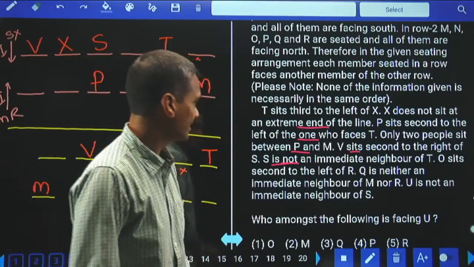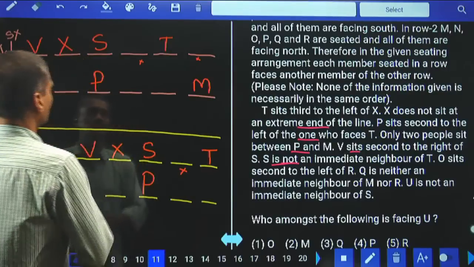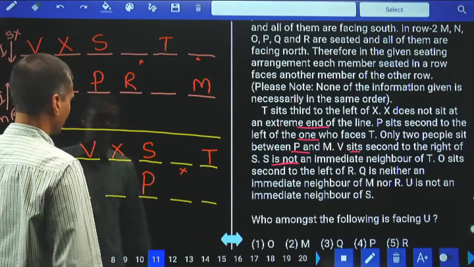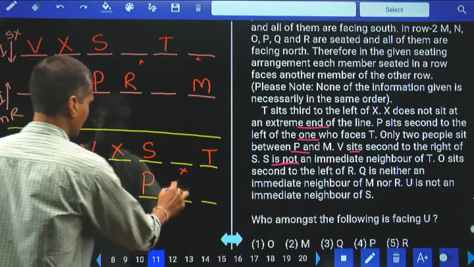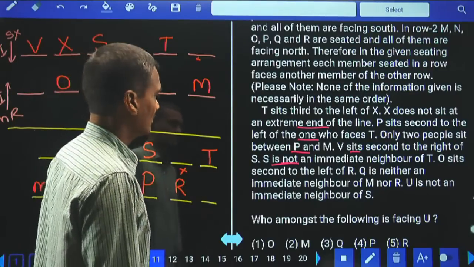And O sits second to the left of R. O is seated second to the left of R. Now between these two, O is here, R is here. Here O sits second to the left of R. O is here and R is here. O sits second to the left of R.